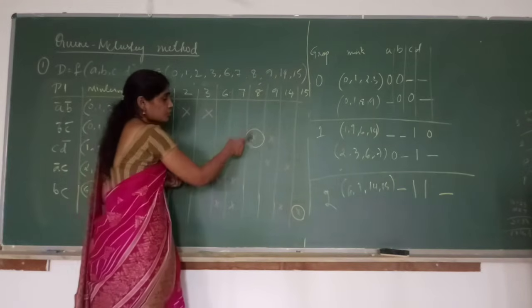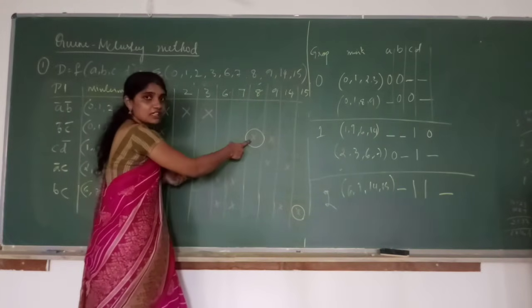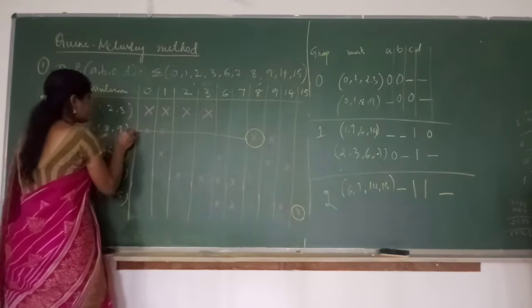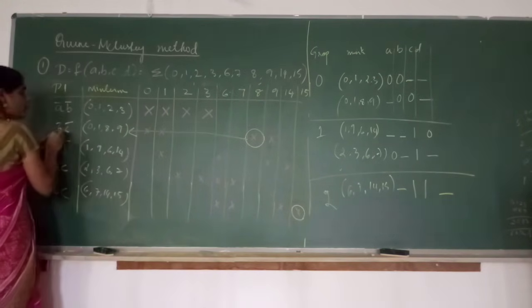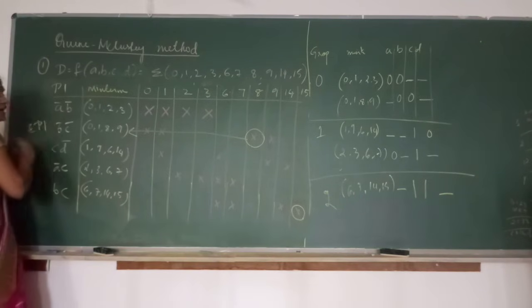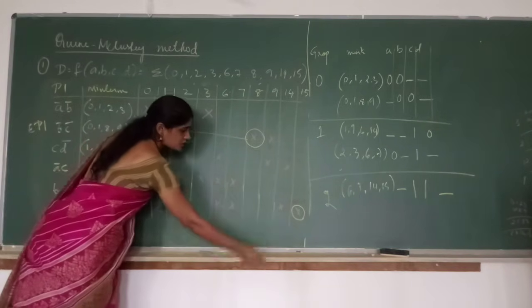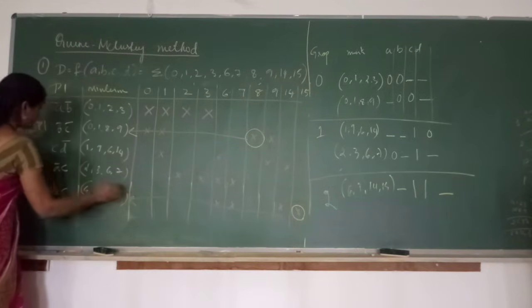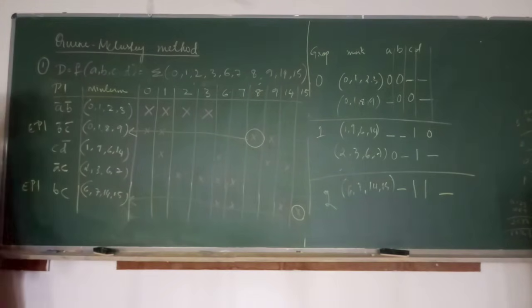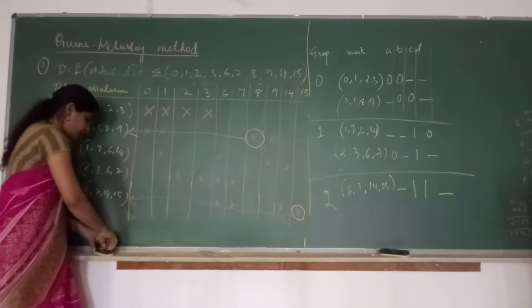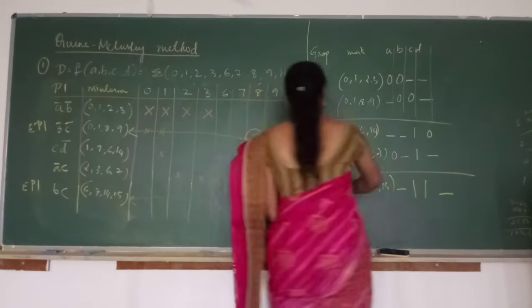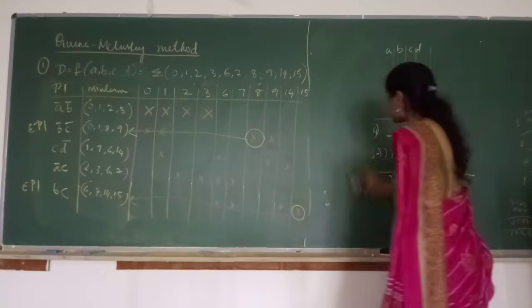Those columns which contain a single X, the corresponding prime implicant will be considered as an EPI. In your switching equation, what should you have? You should have only EPIs, right? What is the meaning of EPI? In that particular group, at least one min term is unique. That is the meaning, right?